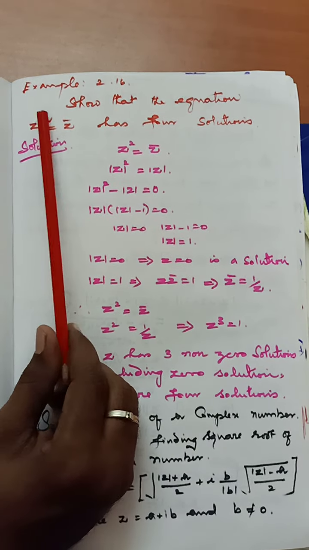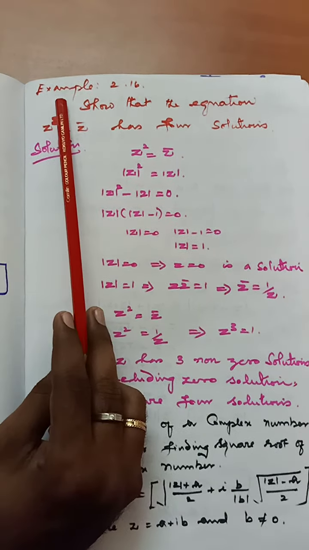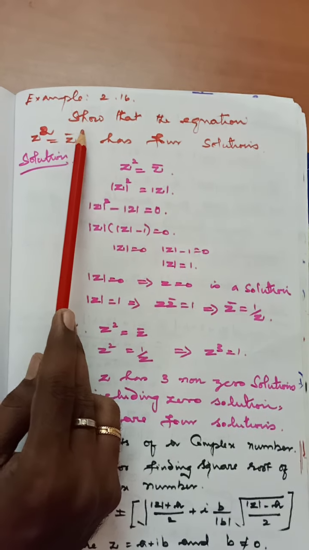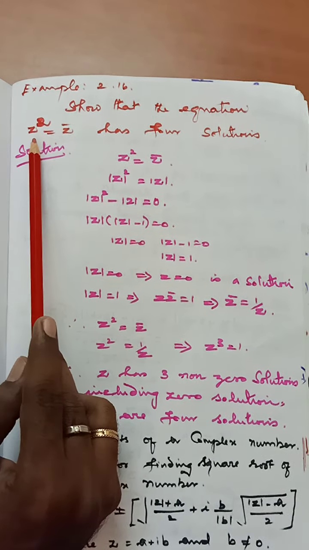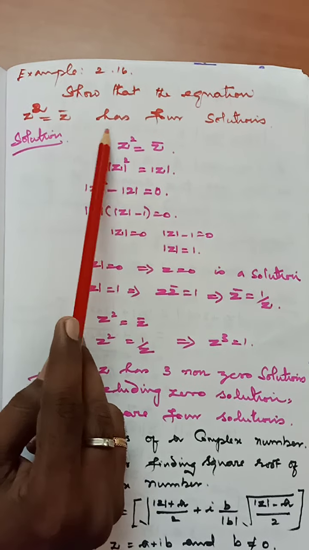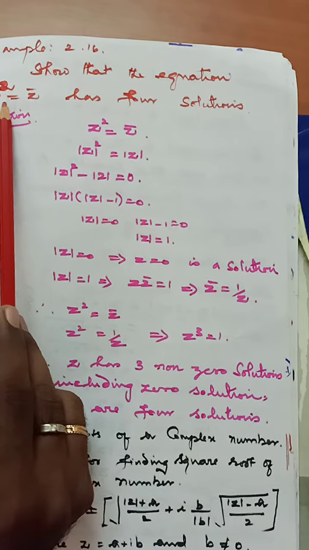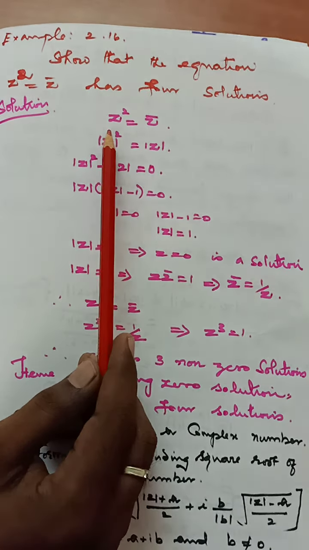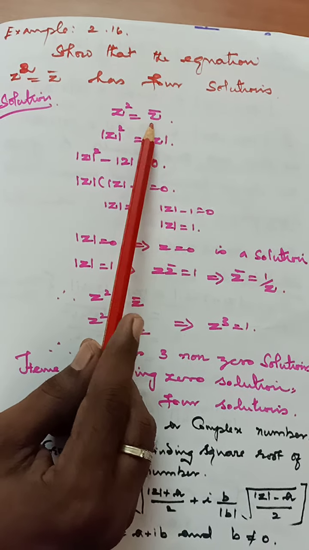Now here you have one more important example. Example 2.16: the equation z squared equals z bar has 4 solutions. You have an equation, and you have to prove the number of solutions is 4. So z squared equals z bar is given.